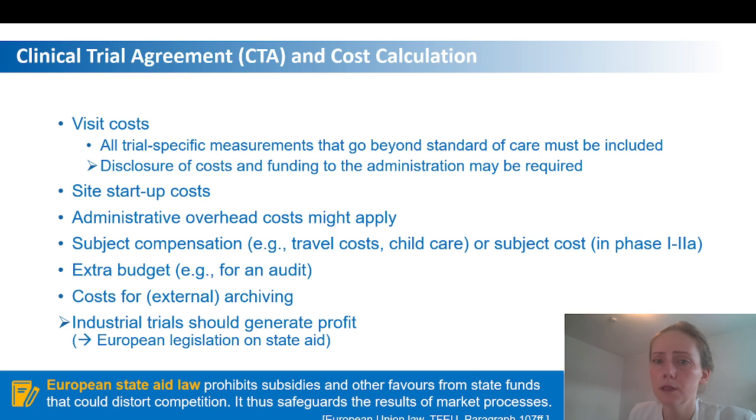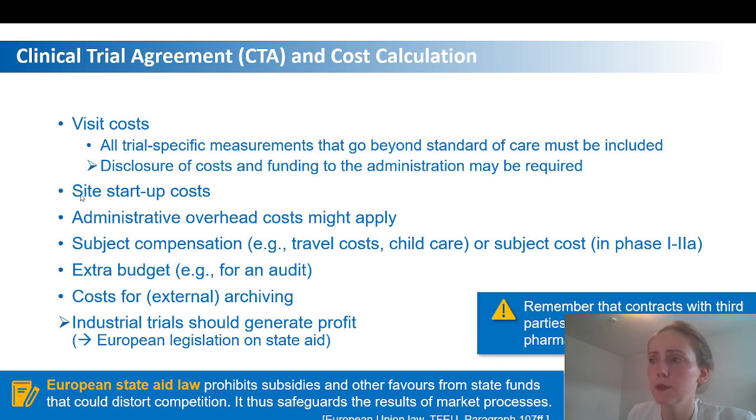Please note, industry trials conducted in public institutions such as university hospitals must cover costs by law, and might also bring profit, while investigator-initiated trials often need to be co-financed from the profits generated by the trial site. The European state aid law was passed to prevent subsidies from state funds that could distort competition. It therefore safeguards the results of the market process.